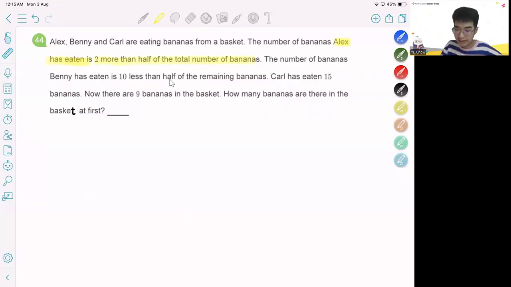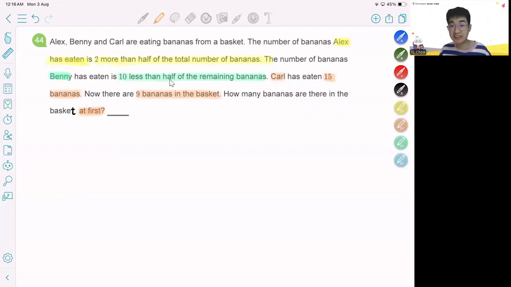The number of bananas that Benny has eaten is 10 less than half of the remaining bananas. So from whatever is left, 10 less than half. Carl has eaten 15 bananas and now there are 9 bananas in the basket. That means at the end there's 9. How many bananas are there in the basket at first?